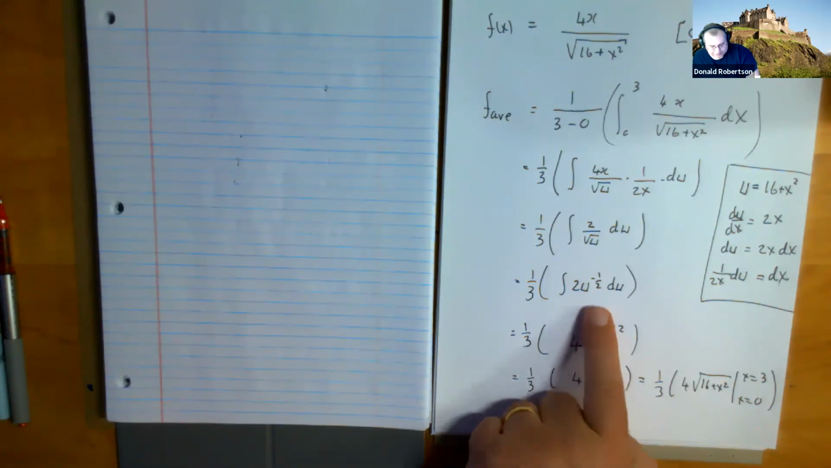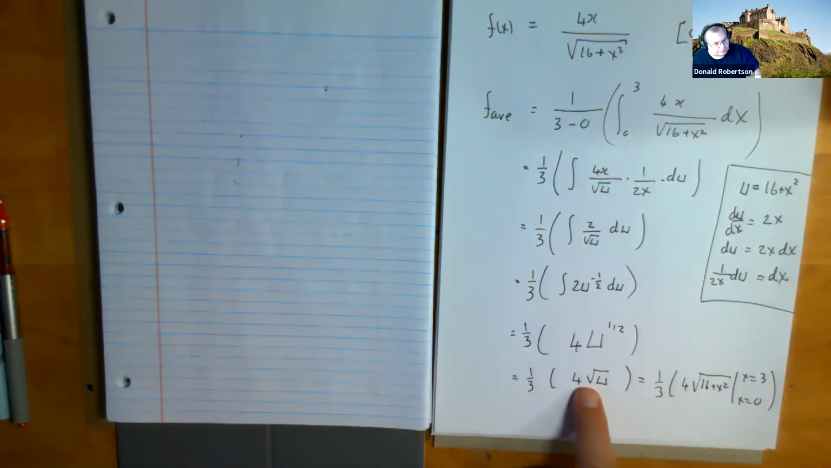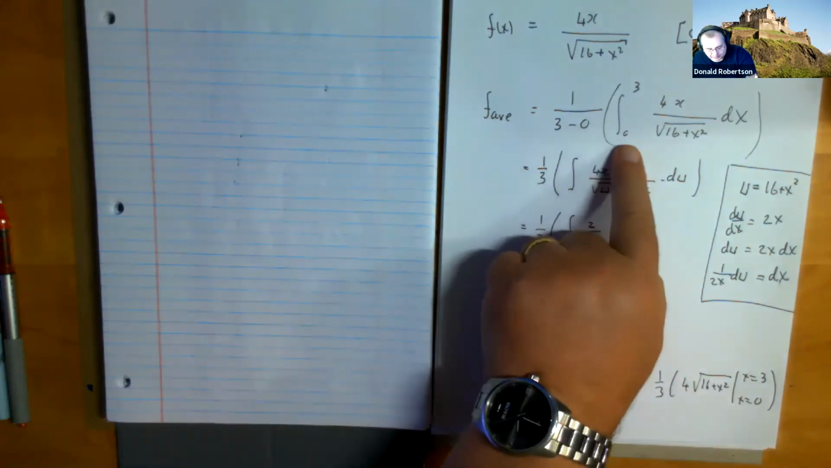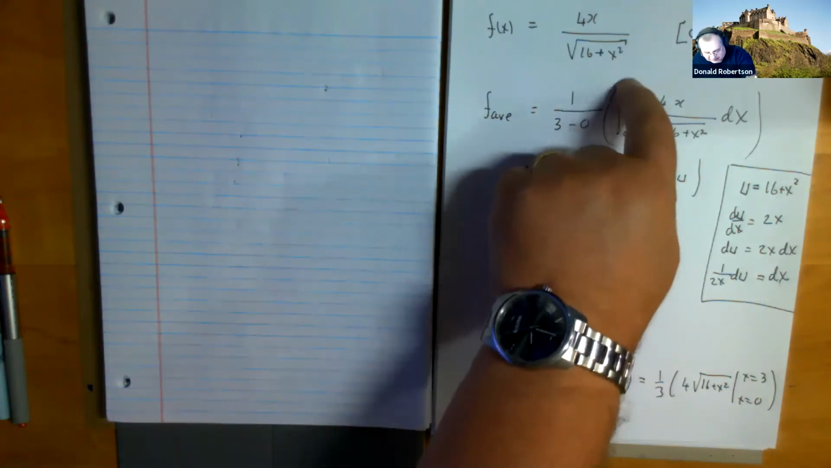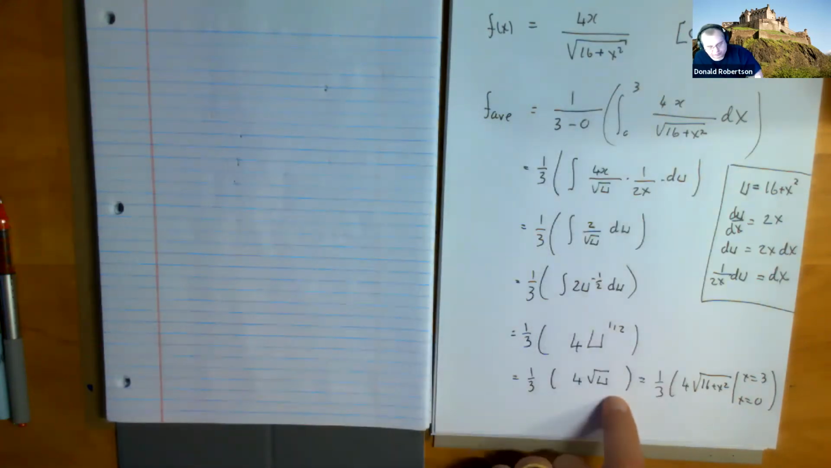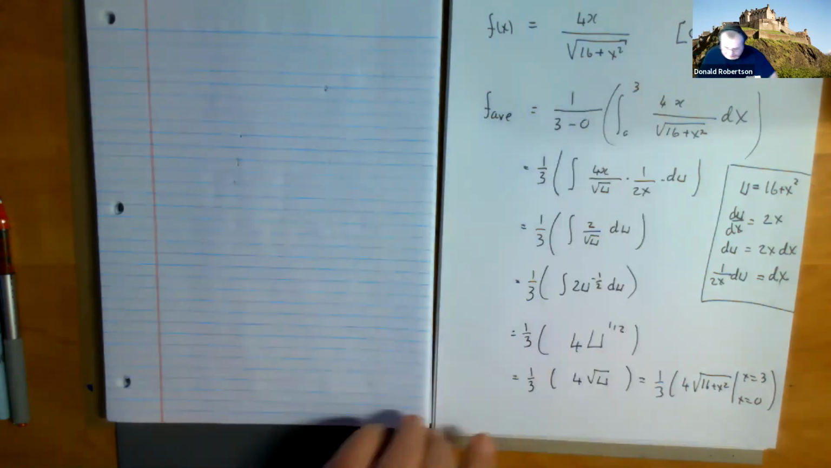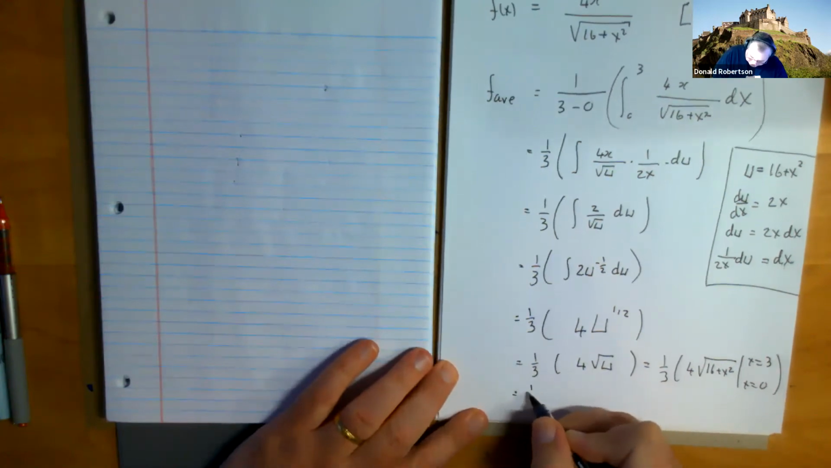Add 1 to the power, divide by the new power. That becomes a square root, which in turn becomes this. And this gets evaluated at 0 and 3, because it is x's that we're using here, not u's. It's not u equals 0 to u equals 3. It's x equals 0 to x equals 3. So let's see what that gets me.